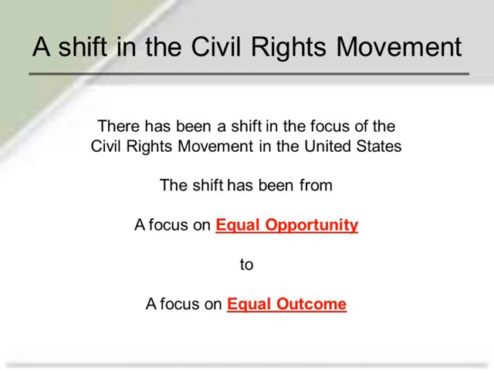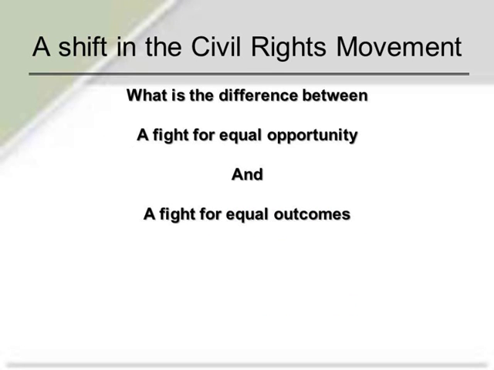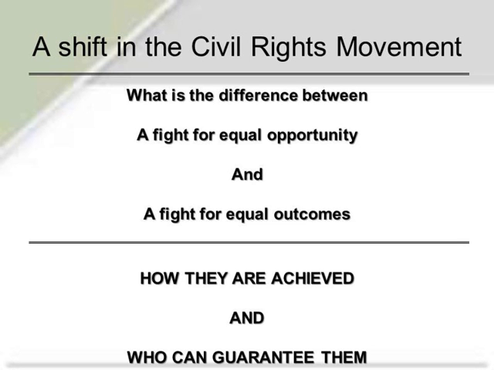We have stopped talking so much about the fact that we should guarantee equal opportunity to everybody. And we've started talking more about the idea that we have to try and figure out how to ensure equal outcomes to everyone. The reason that today's civil rights battle is so much more complicated and so much more difficult is because we have shifted from this fight for equal opportunity to now a fight to try and guarantee equal outcomes.